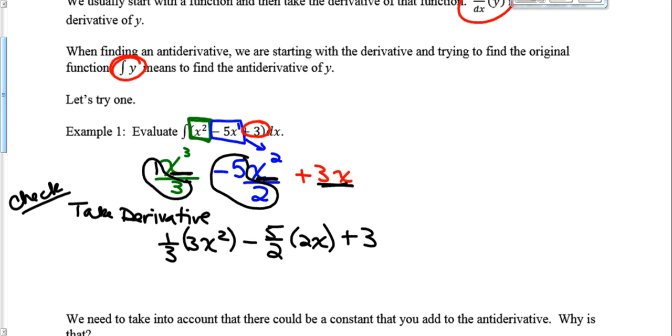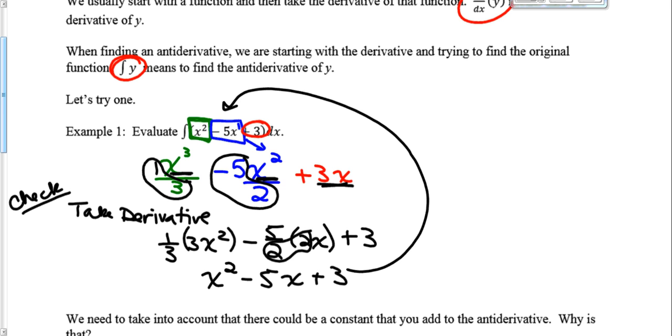When I simplify that, my 1/3 times 3 reduces to a 1, leaving me with x squared. Over here, my 2 and my divide by 2 reduces to a 1. I'm left with my minus 5x, and then the plus 3 is there. And is this the same as that? And it is. That's exactly what we started with.